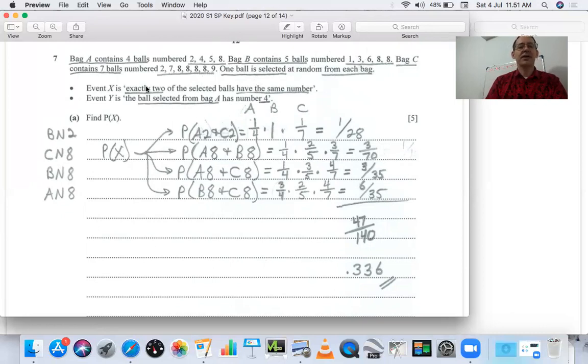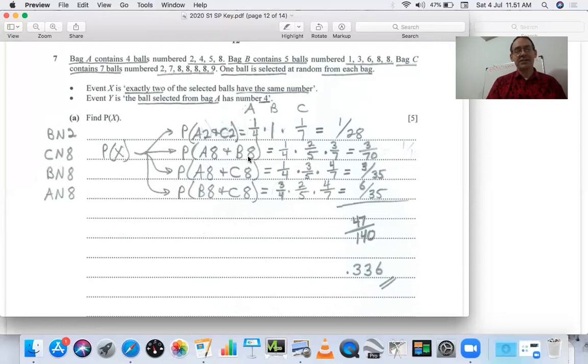So this says exactly 2 have the same number. So we can't do all 3. We have to find the ways of only exactly 2. So it could be these 2 or these 2 or those 2. Okay? So C not 8 means A is 8 and B is 8. This one is B not 8, so that means A is 8, C is 8. And this one, A is not 8, that means B is 8 and C is 8. So this is our ways of getting exactly 2 same numbers, 8 and 8 from two different bags, and we exclude the third bag.